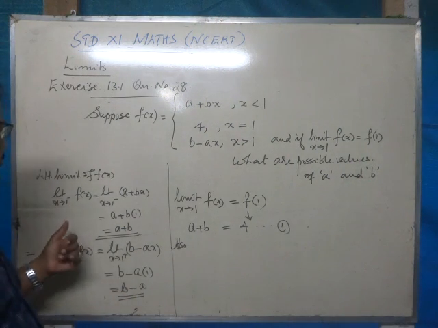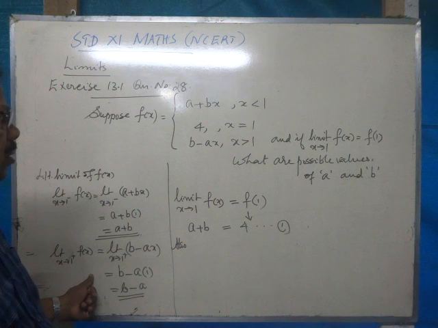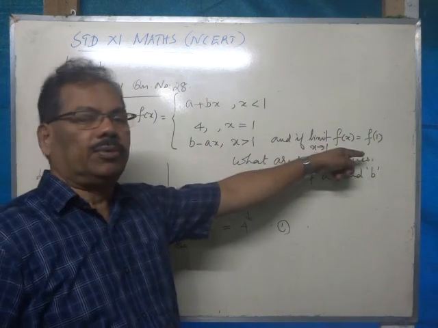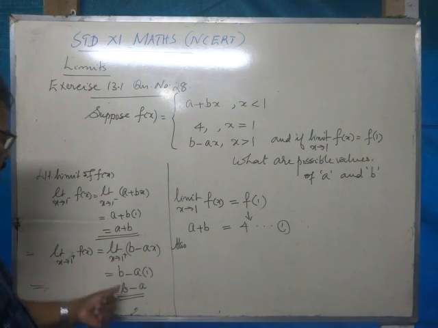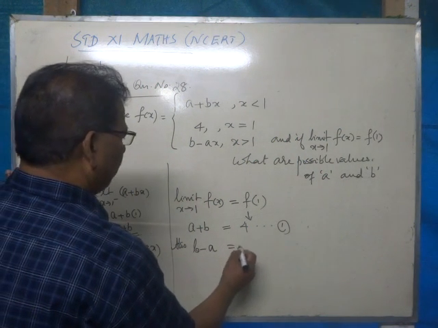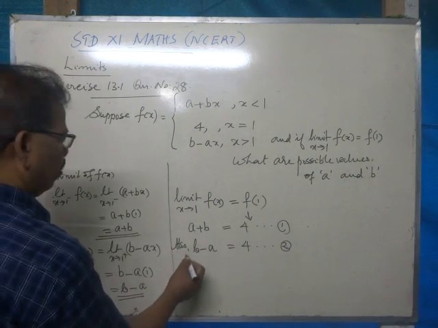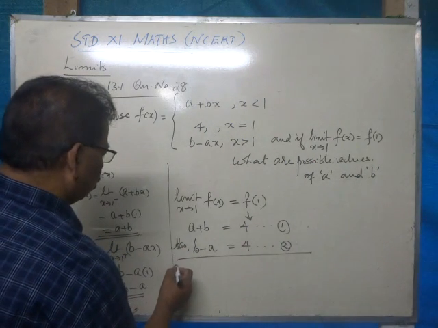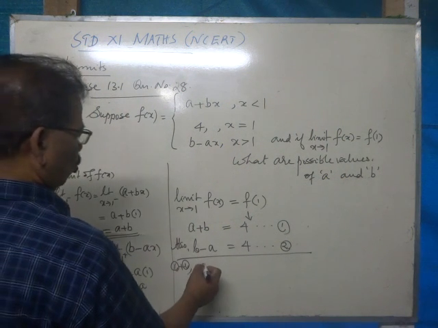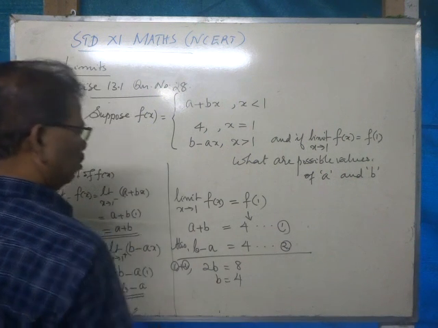Also, limit x tends to 1 minus must be equal to limit x tends to 1 plus, because it is said that limit x tends to 1 f of x is equal to f of 1. Therefore, this a plus b and b minus a should be equal. Adding equation 1 and 2, 2b equals 8, b equals 4.